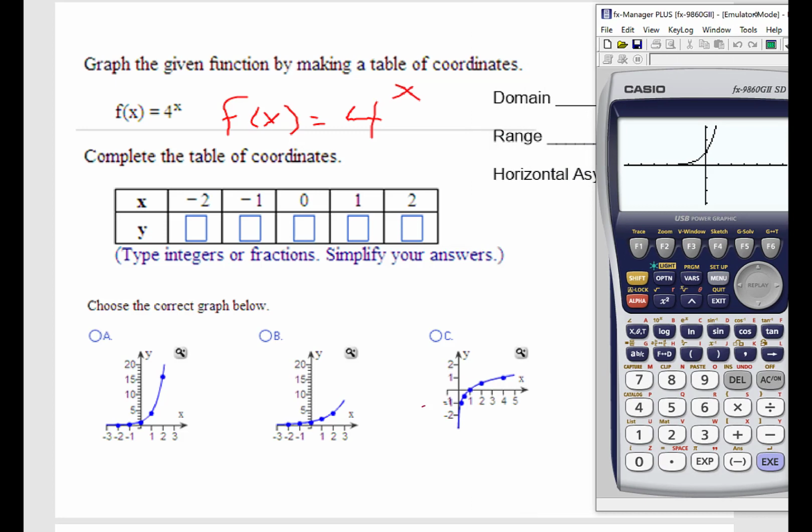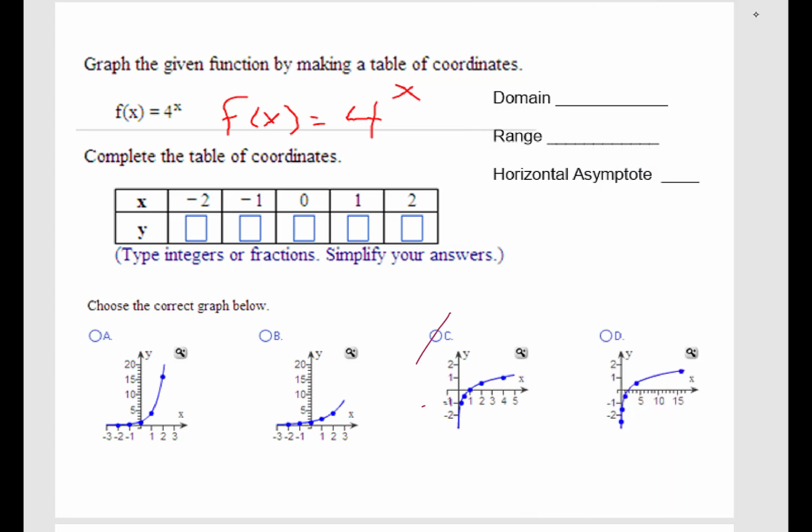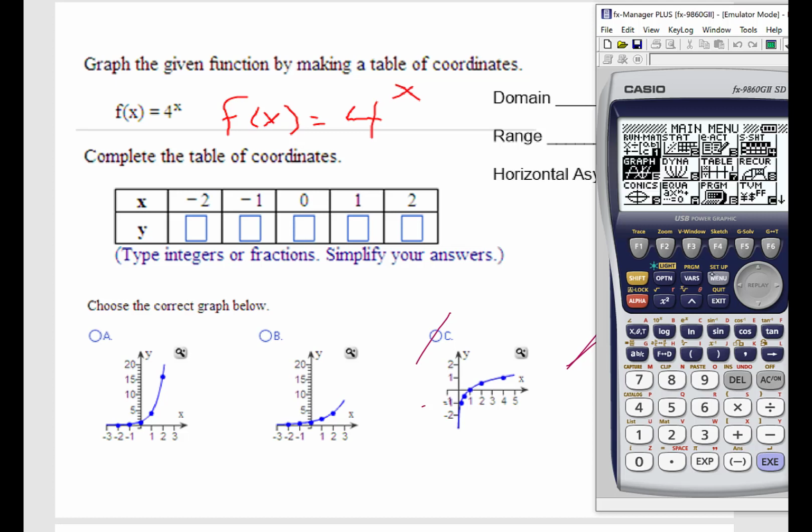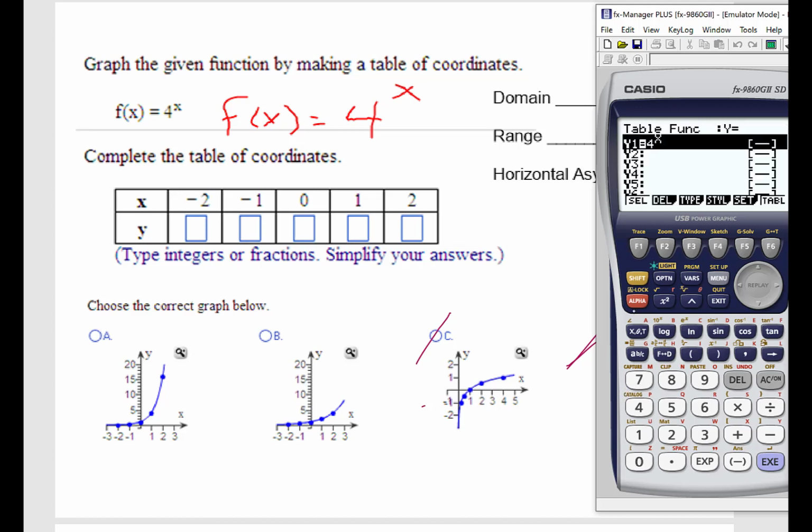It's definitely not C, right? Definitely not D. A and B are both passing through (0, 1). So let's get some of these points graphed, which maybe we should have done first, right? Since it's asking us the table, but let's go ahead and go to the table. So I'm going to go back to the menu. I'm going to press 7 to get into my table.